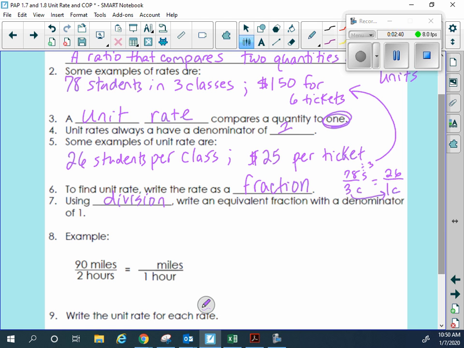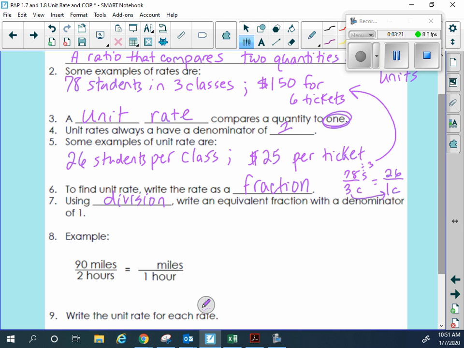The question might be, how do you know which thing to take down to the 1? Why didn't I say classes per student? You just use some common sense. In this case, you have to stop and think: are we going to do students per class or classes per student? Because it's normally less than 1. Exactly, 1 student doesn't get a whole class to themselves. That makes perfectly good sense, I hope.